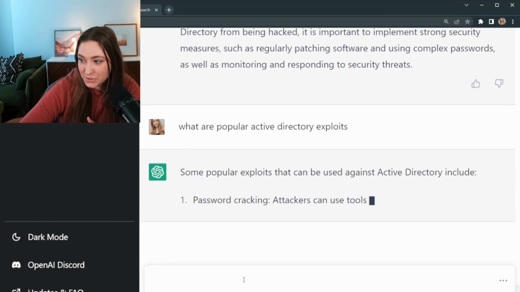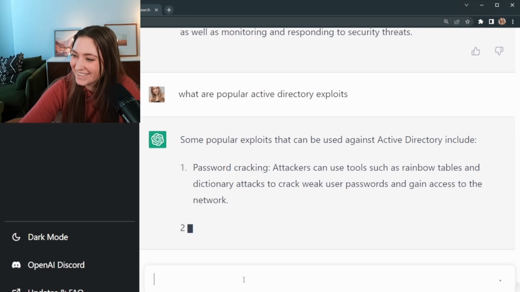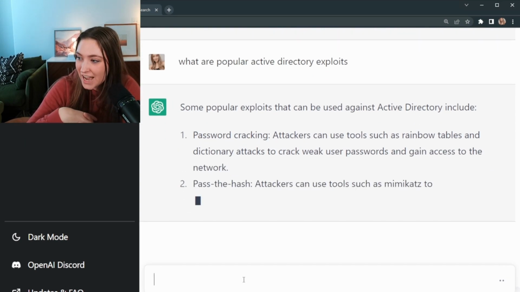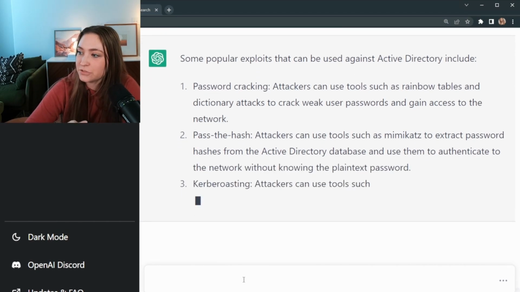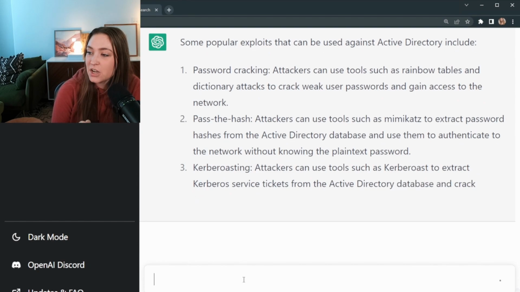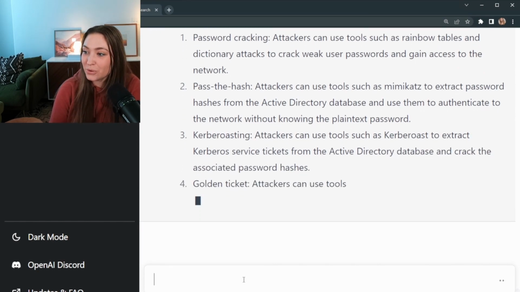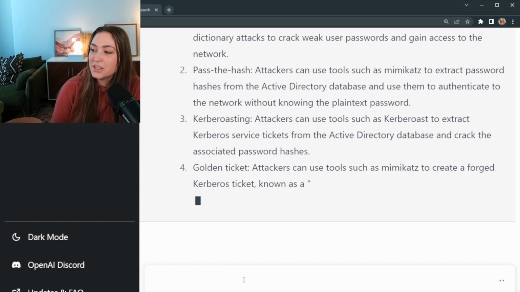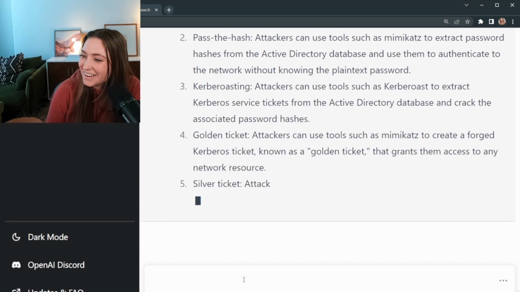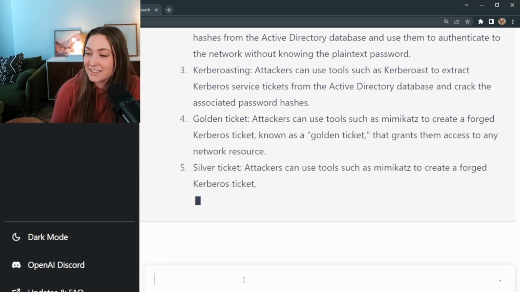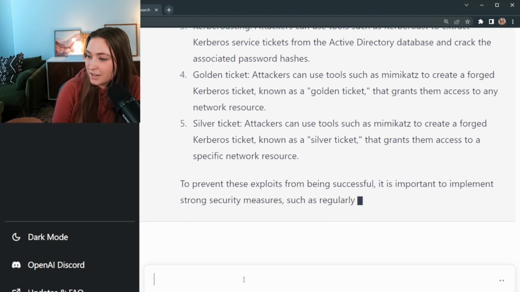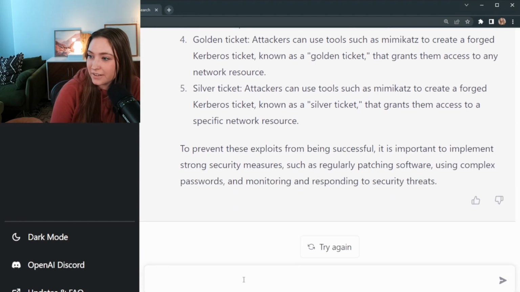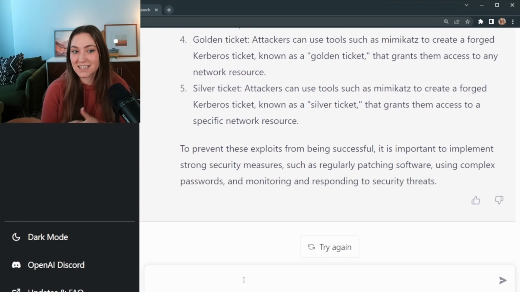Let's see. Okay, password cracking. Okay. Yeah. Pass the hash attacks. Attackers can use tools such as Mimikatz again to extract password hashes from the Active Directory database. Kerberoasting. Okay, cool. Golden ticket. Attackers can use tools such as Mimikatz again. Silver ticket. Again, more Mimikatz. Okay. All right. So it did list a couple different attack methods that you can use.